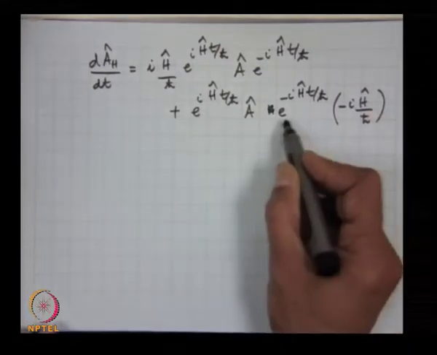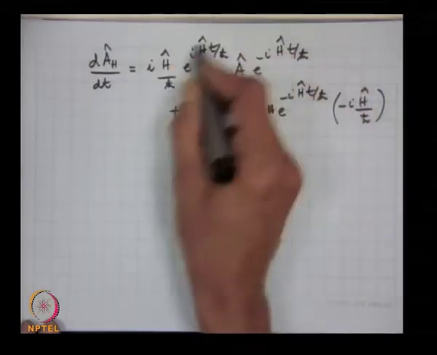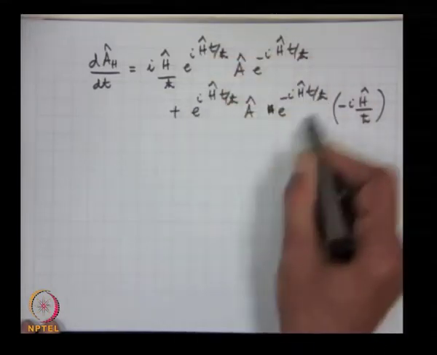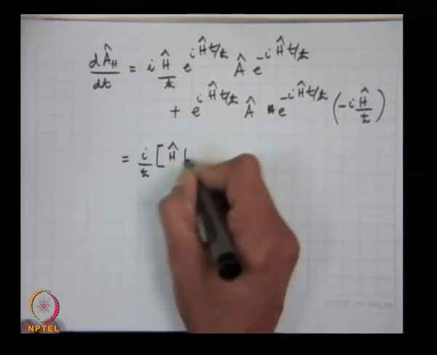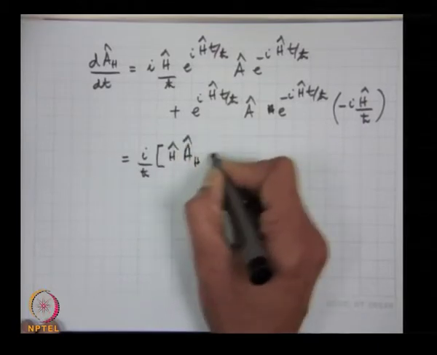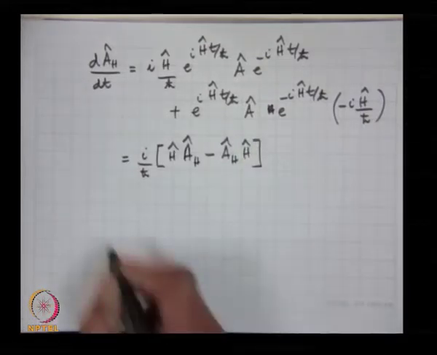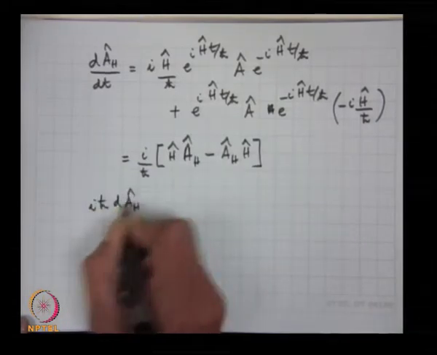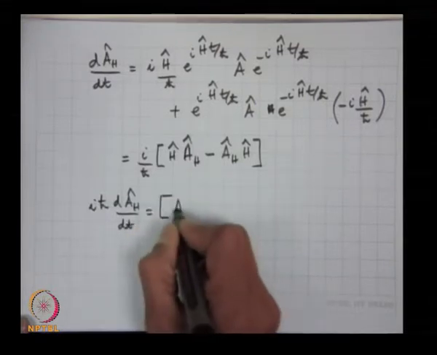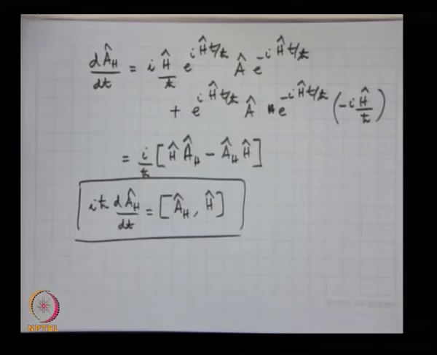So I just write the differential of this comes here, the differential of this comes here. And what is this? This is nothing but A(t), this is also A(t), so this is nothing but i/ħ (HA − AH). So if I take the iħ on the other side, I get iħ dA_H/dt is equal to the commutator [A_H, H]. This is called the Heisenberg equation of motion.